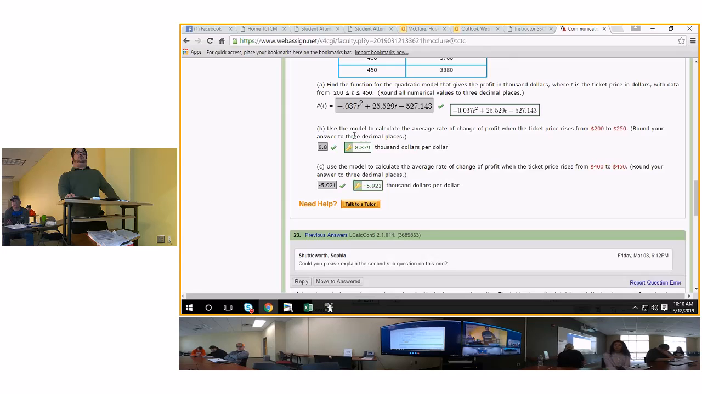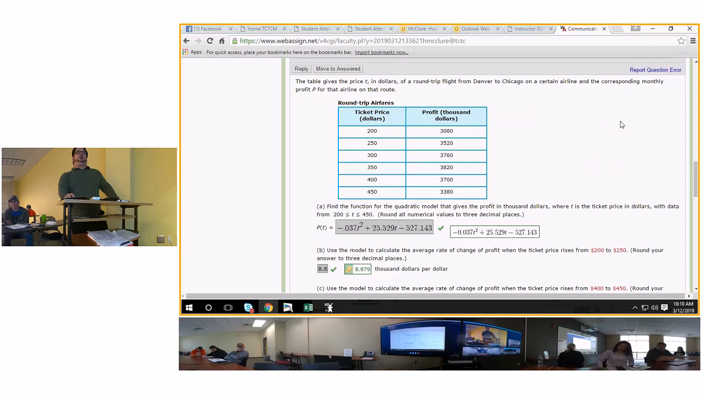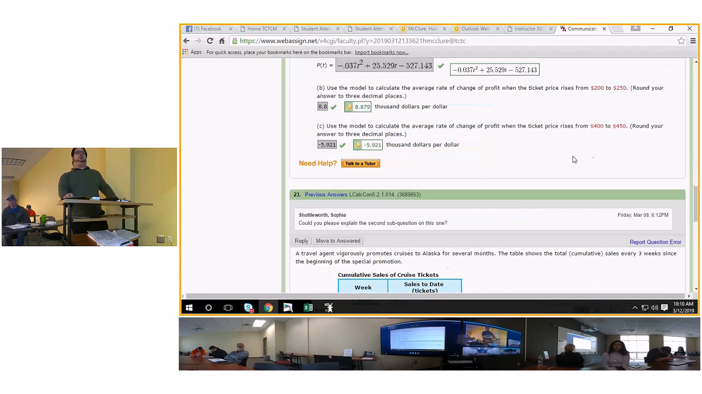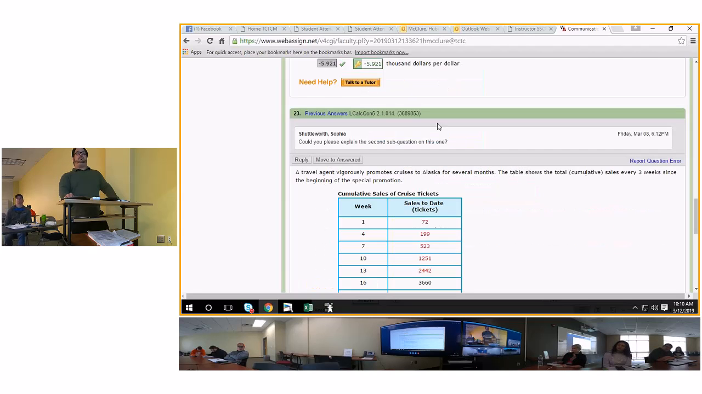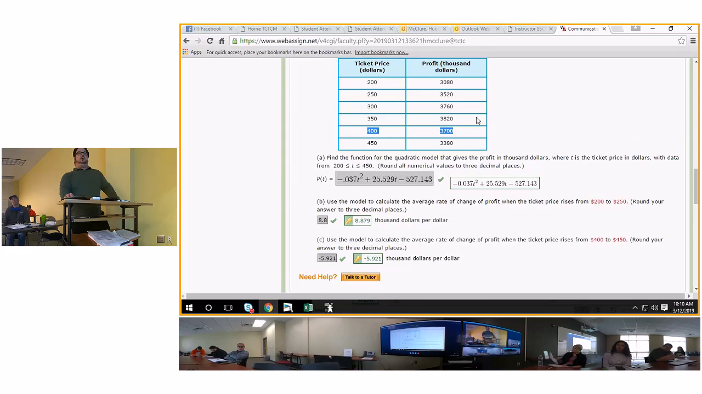Use the model to calculate the average rate of change of profit when the ticket price rises from 200 to 250. So from 200 to 250, they want you to find the slope. So there's 2 points, find the slope. Rate of change means slope. Use the model to calculate the average rate of change of profit when the ticket price goes from 400 to 450. Take the slope there. So they're just asking you to find the slope of those two. Capiche?